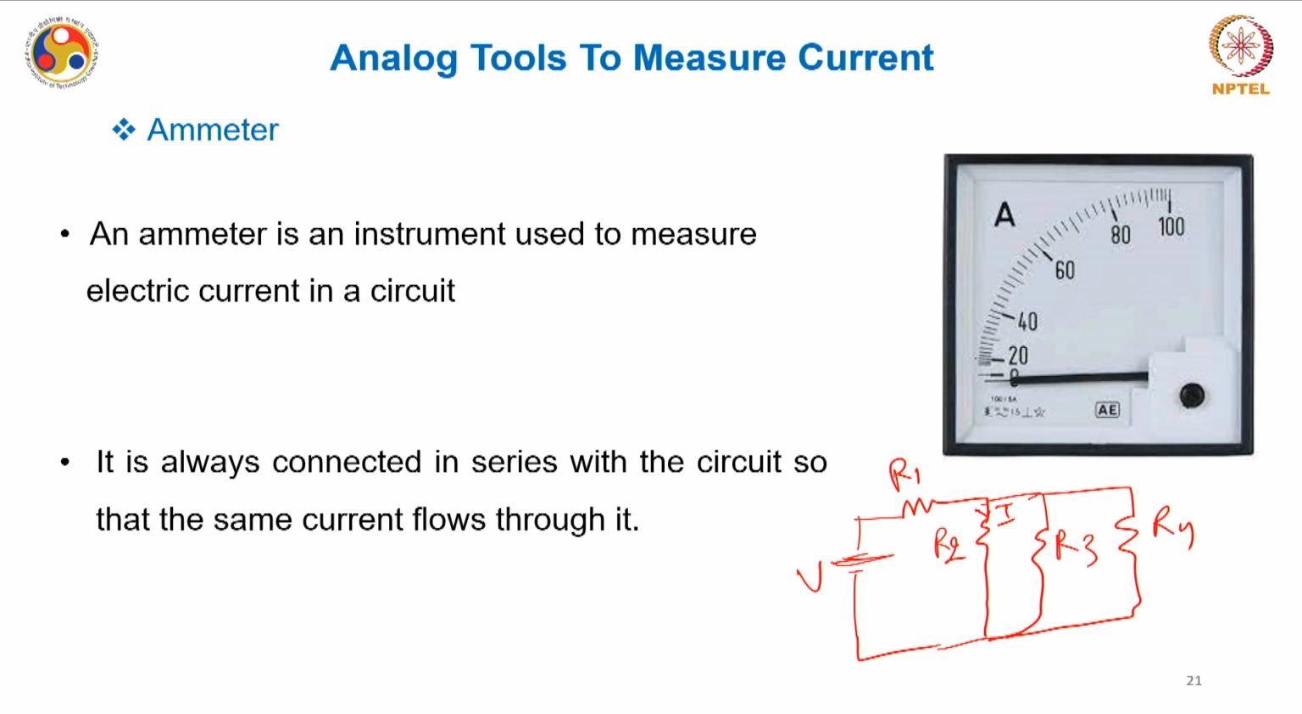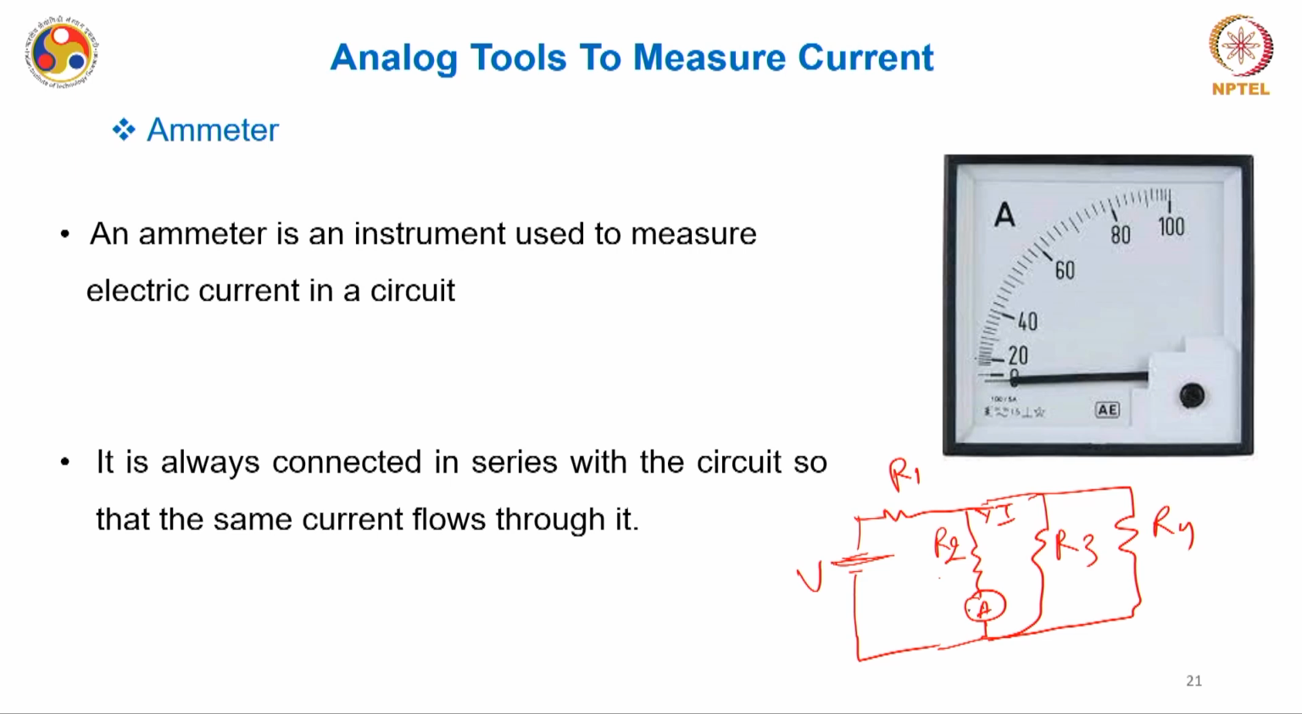However, for practical measurement, I have to connect a meter in series with resistance R2. For that kind of connection, I first have to disconnect R2 from this point, and reconnect it with the meter, which is my ammeter. So this is how an ammeter will be connected with the resistance through which I want to measure the current.